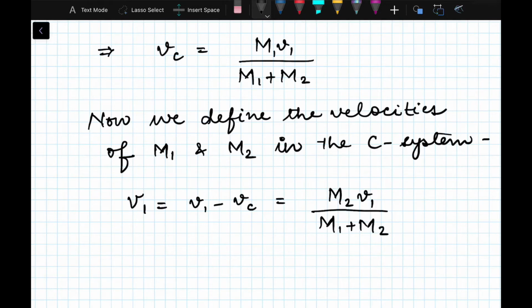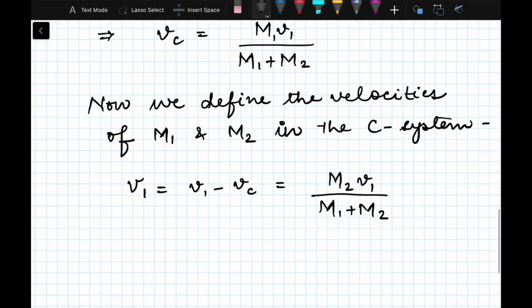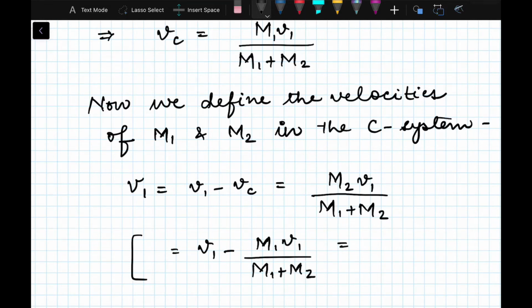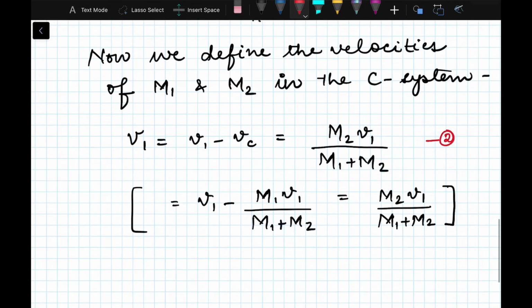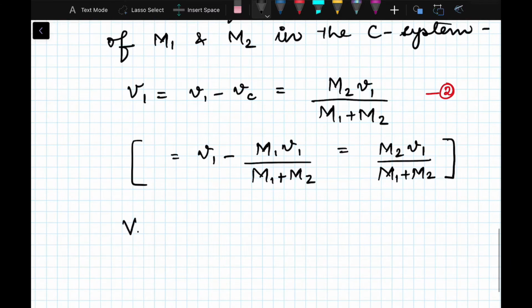You can also deduce this formula using the relation which we have already calculated: v1 minus m1 v1 over m1 plus m2, and when you solve this you will get m2 v1 over m1 plus m2. So you can use the above relation; let us name it equation 1. Let us name this equation as equation 2. Now let us define capital V2 also for this.